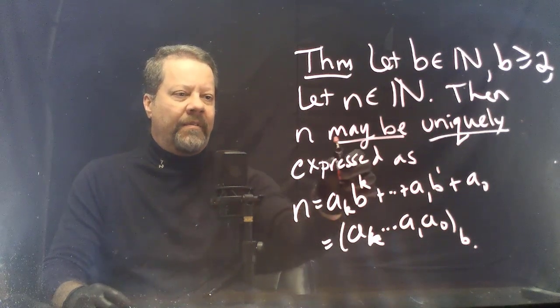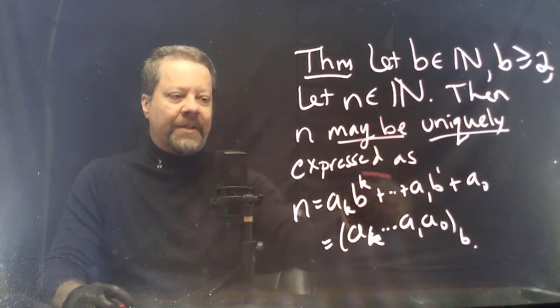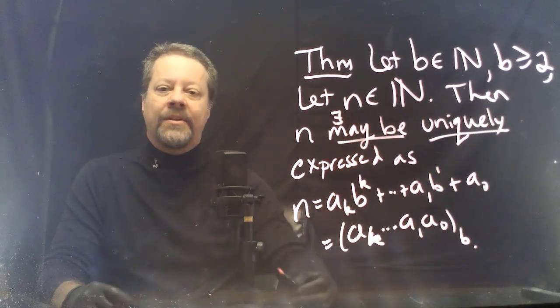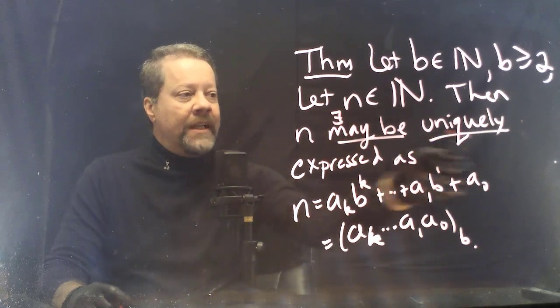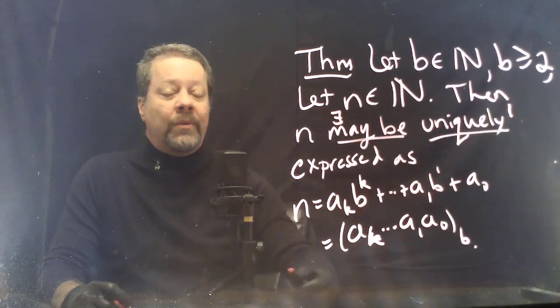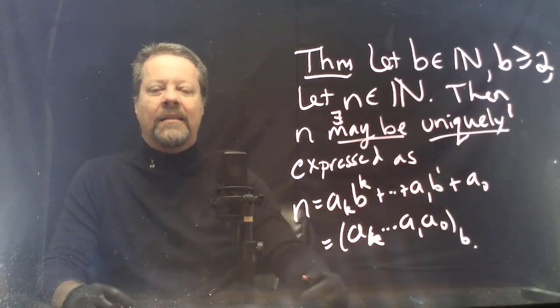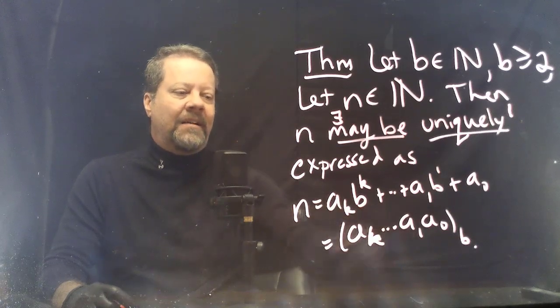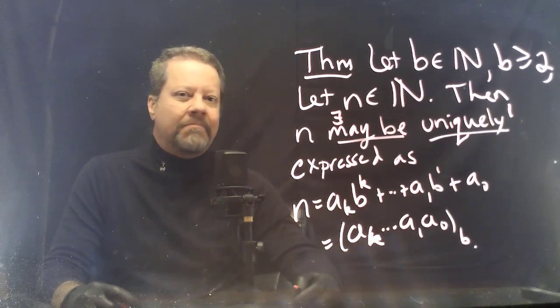So, n may be expressed this way means there exists a way to do it. Uniquely means there's only one way that this can be done. So every number has a unique base b representation. The proof of this theorem requires the use of something called math induction, and we haven't talked about that, so we'll have to defer the proof for a later time.